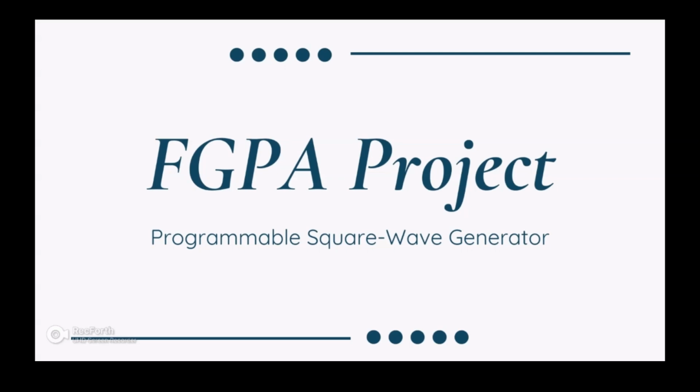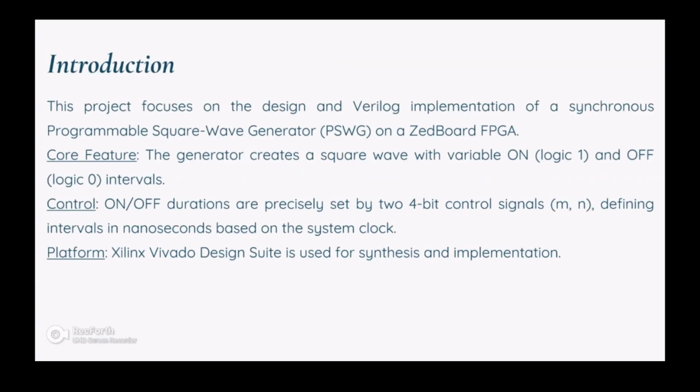In this project, we will be designing and implementing a programmable square wave generator. In the domain of digital systems and embedded design, achieving precise timing control is important. While fixed frequency clock generation is straightforward, applications like pulse width modulation and custom protocol timing demand a signal source that can change dynamically. This necessitates the development of a programmable square wave generator.